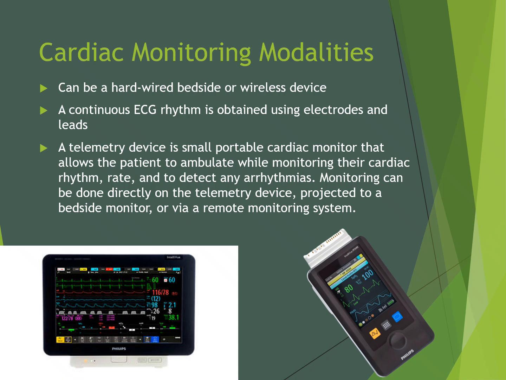Although there are two cardiac monitoring modalities, either a hardwired bedside device or a wireless device, they both provide a continuous ECG rhythm obtained using electrodes and leads. A telemetry device, which you will see here down on the right, is a small portable cardiac monitor that allows the patient to ambulate while monitoring their cardiac rhythm, rate, and to detect any arrhythmias. The monitoring can be done directly on the telemetry device, projected to a bedside monitor, or via a remote monitoring system, which will be in effect at the PCH on the satellite monitoring unit, the medical palliative unit.